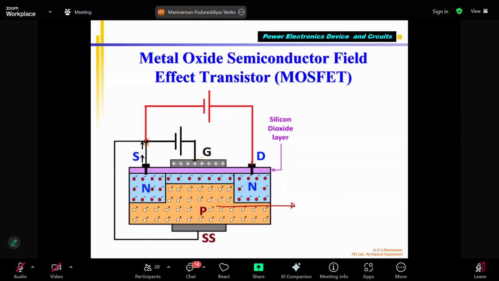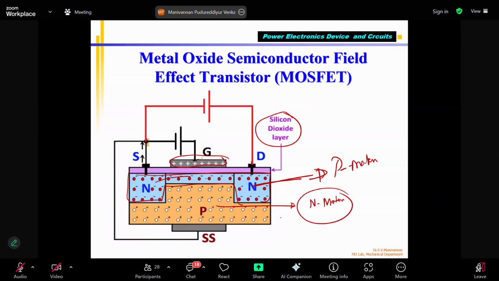This material is N-type material, and the whole area around it will be P material. You have the metal gate with the insulator. All these things stay the same, only the materials are interchanged. The N material is the base material, and the channel is made with the P material. If you have the VDS and all those things, it is called a P channel MOSFET.